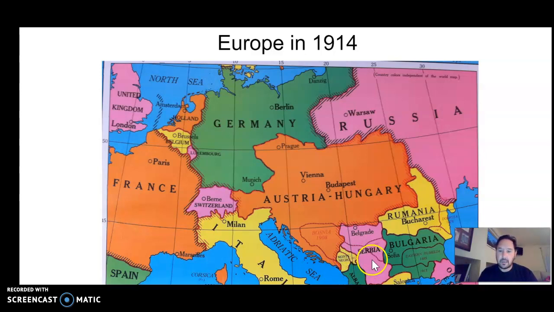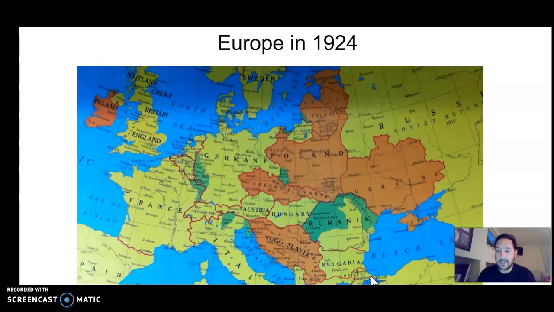You have Albania and Serbia, and Bulgaria. You see here, this was the result of the decline of the Ottomans and the establishment of those independent nationalities in that region, which wouldn't last very long.